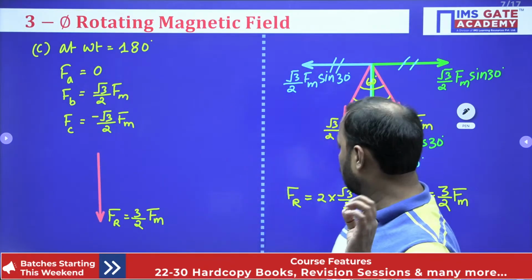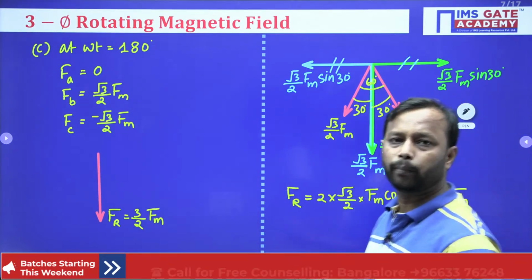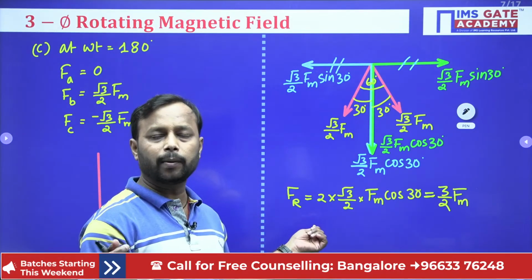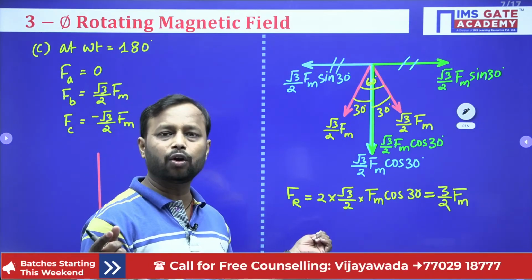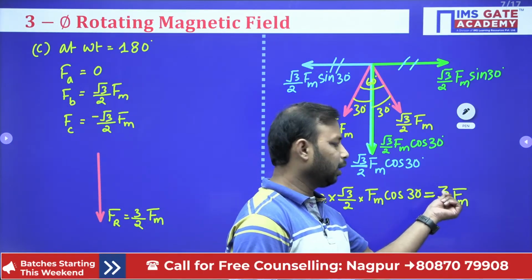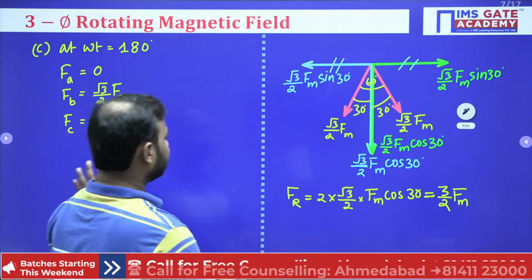So, please remember the resultant value, because in some of the state exams you may directly get the values of FR, meaning the resultant value or the peak value of the resultant magnetic field. So, you will have to take 3 by 2 FM. Please remember this one.